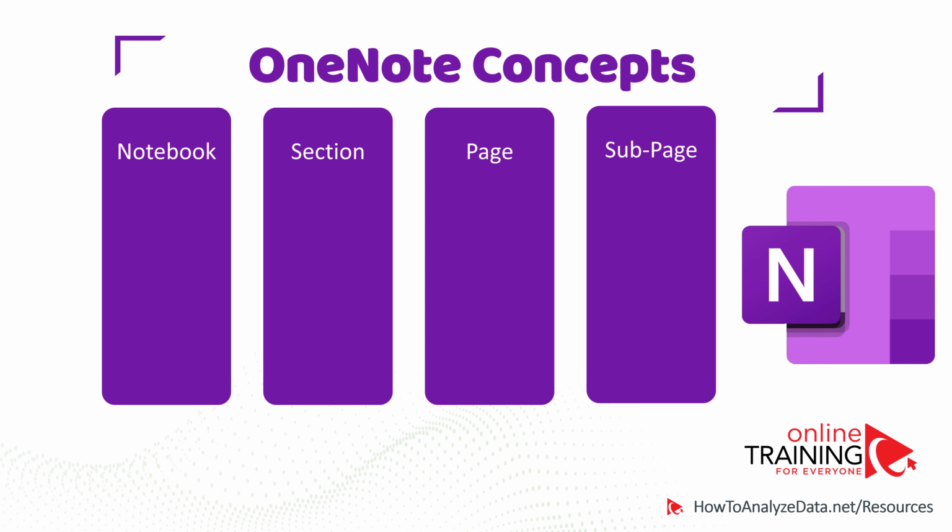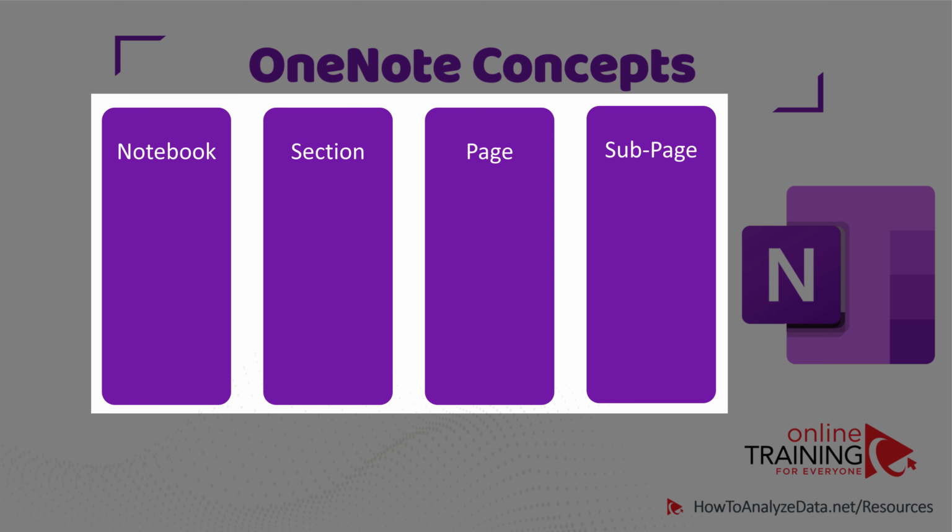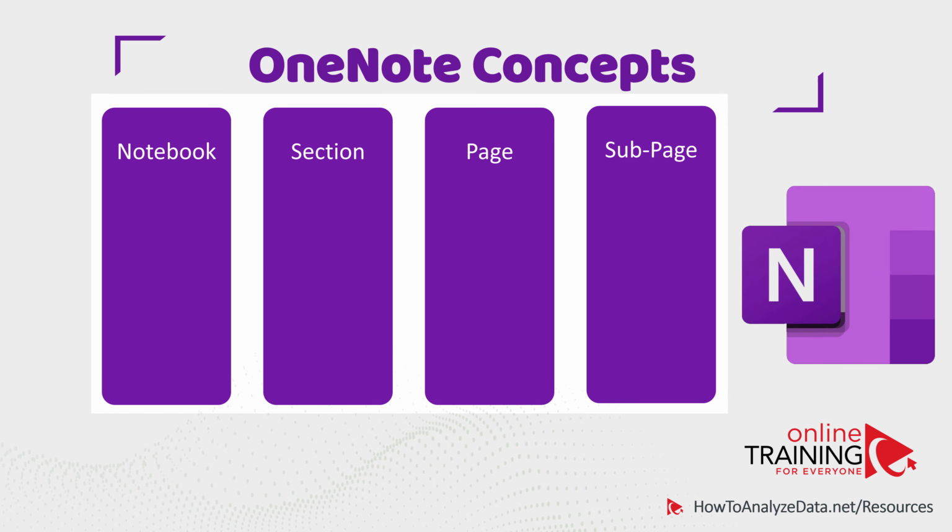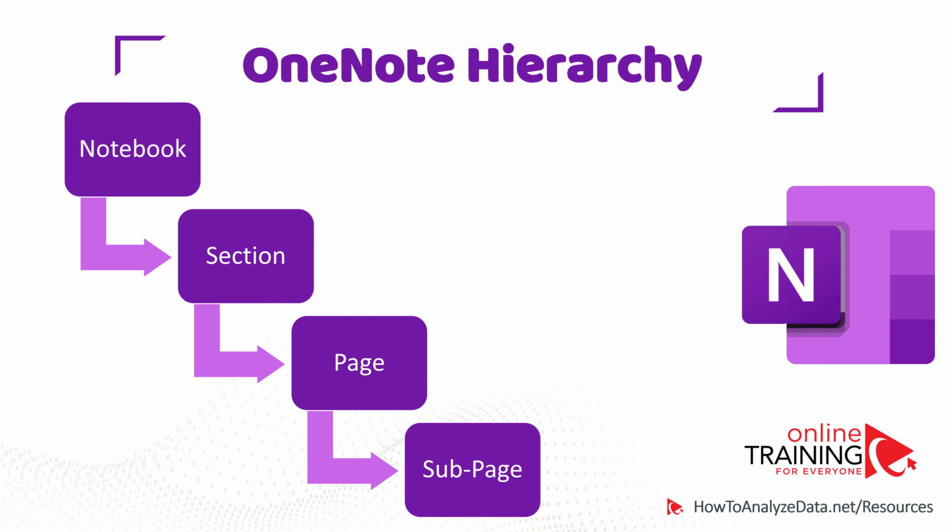To be effective with OneNote, you need to understand OneNote's structure. OneNote consists of 4 main objects: notebook, section, page, and subpage. The structure is hierarchical. You can have multiple sections inside one notebook. You can have multiple pages inside the section, and you can have multiple subpages within the page.